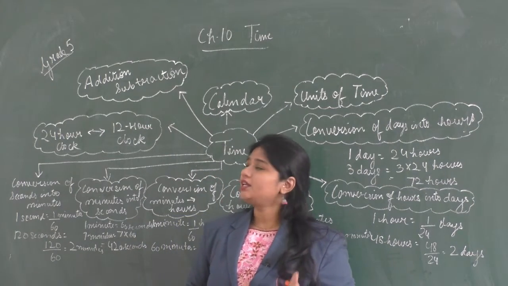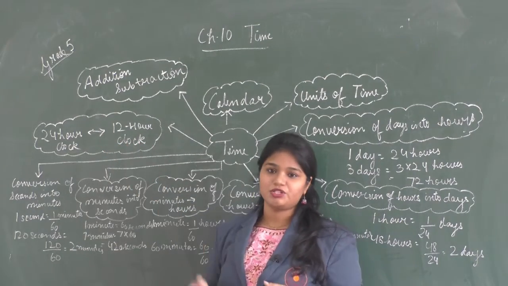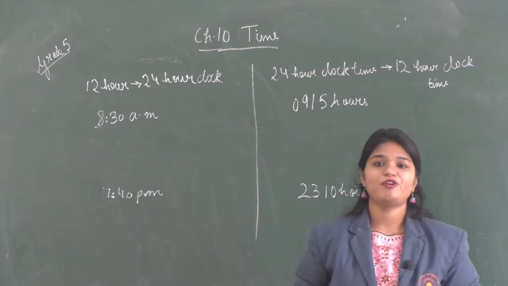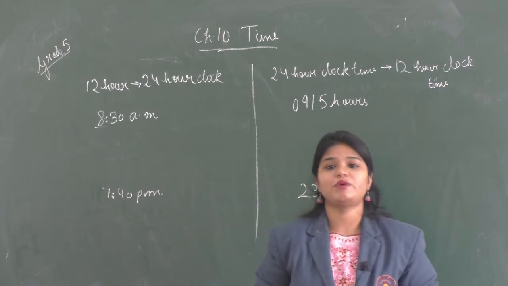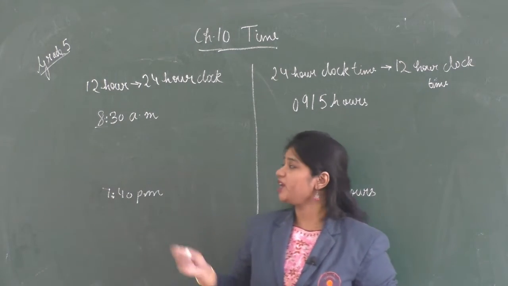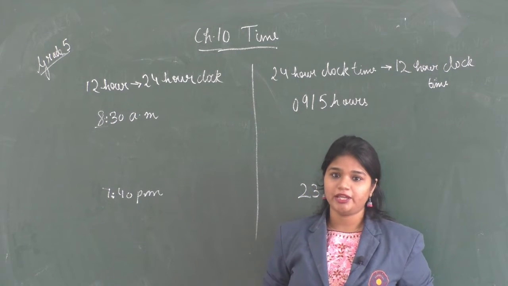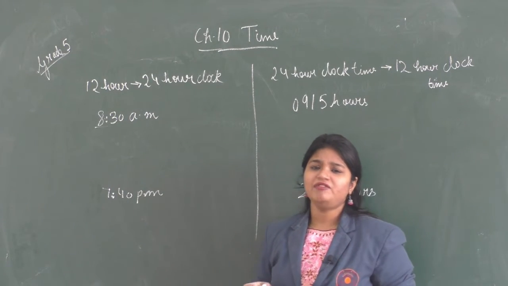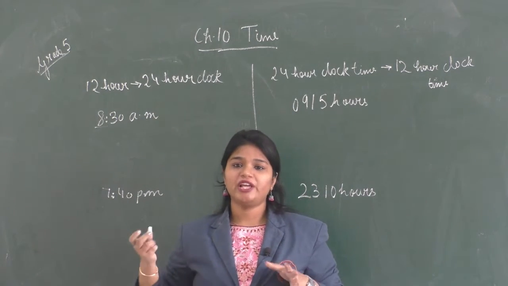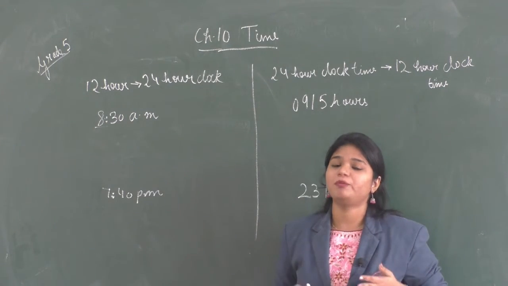Now let's look at the conversion of 24-hour clock into 12-hour clock and the vice versa of it. Let's look at an example for conversion of a 12-hour clock time into 24-hour clock time. So here the time mentioned is 8:30 a.m. When we read the time in a 12-hour clock time, we read it as a.m. or p.m.